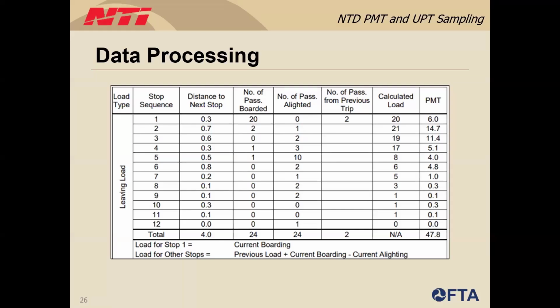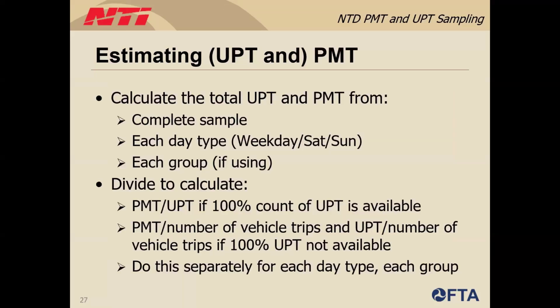On the next row, 21 load times 0.7 distance is 14.7 PMT. Do this for every row, and then take the sum of the PMT from all the rows, and that's the PMT for the trip. The sum of boardings from all rows, including the passengers that were already on board, is the UPT for the trip. In this example, the PMT is 47.8, and the UPT is 24. You'll repeat those same calculations for each trip that you sample.